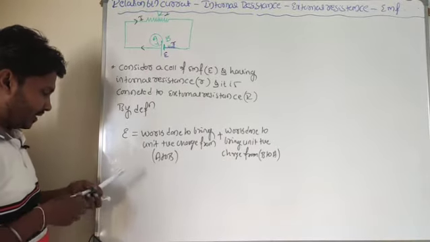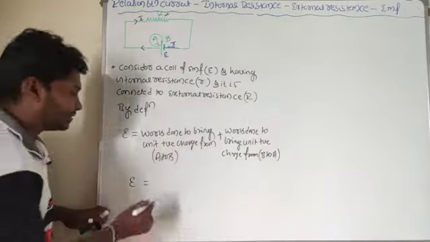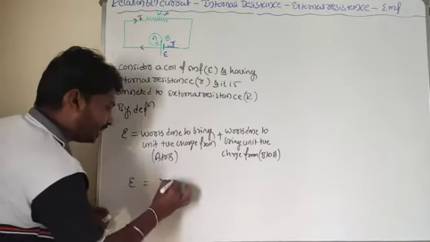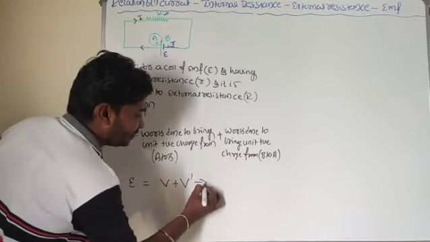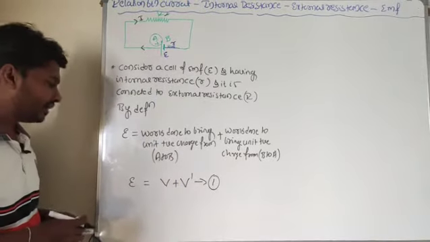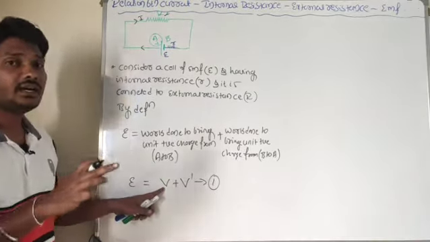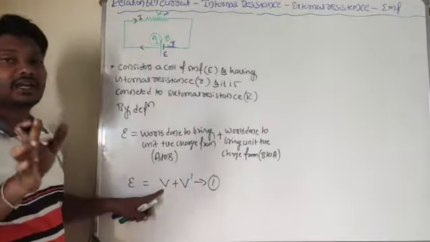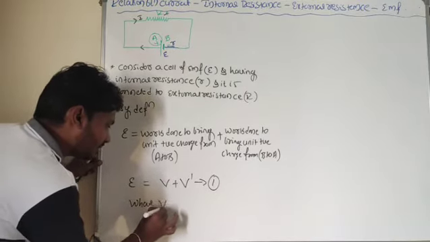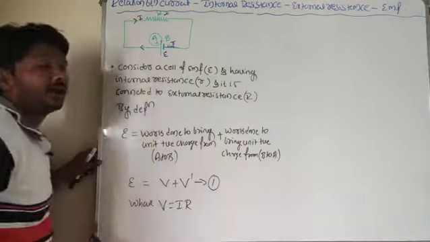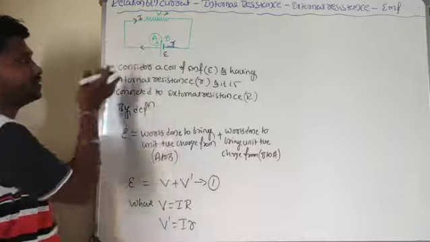So EMF is equal to the work done to bring unit positive charge from A to B, that is potential V, against the external resistance, and against the internal resistance I can take it as V dash. So from the definition of EMF, E is equal to V plus V dash, where V refers to the potential difference against the external resistance and V dash against the internal resistance. From Ohm's law, V is equal to I into R against the external resistance. V dash is equal to I into small r against the internal resistance.